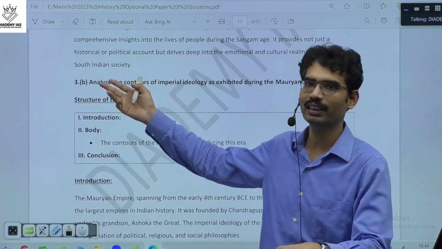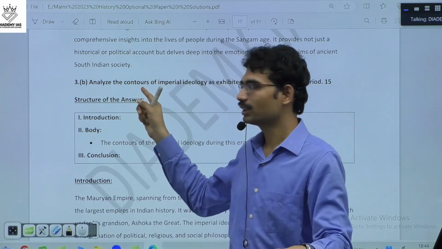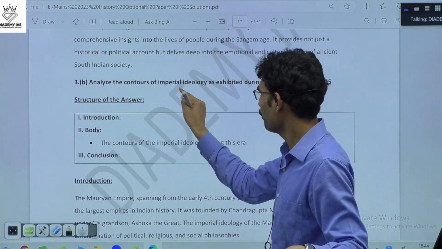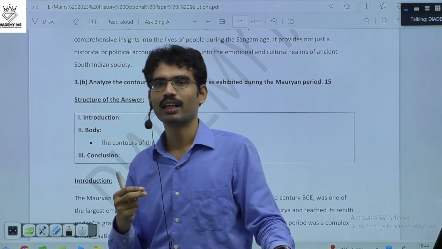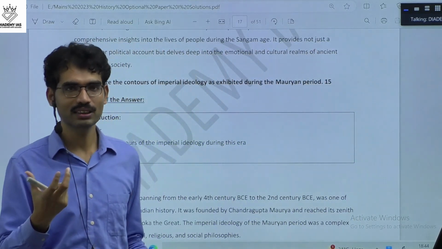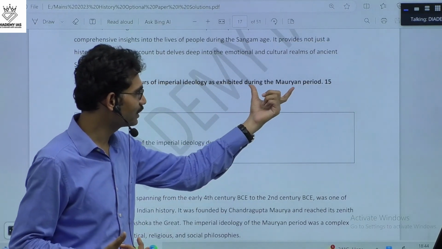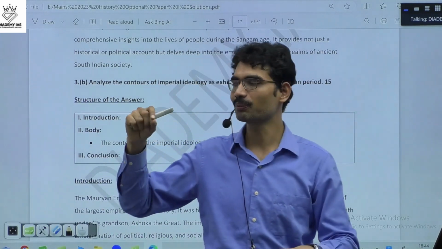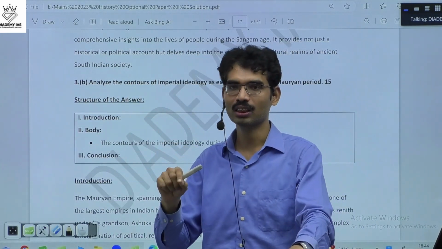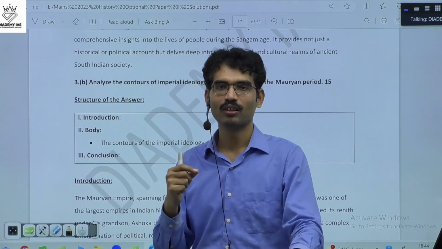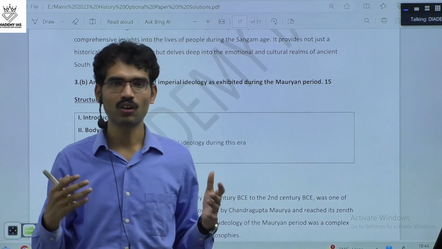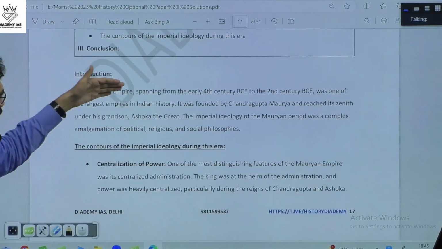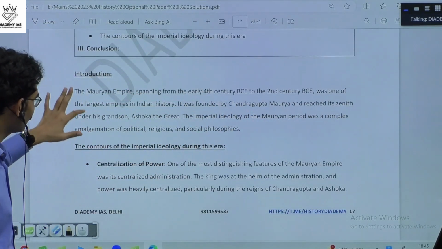So this is also indirectly a very easy question, but the terminology appears very big. It is asking about imperial ideology. Indirectly, the nature of the state. What kind of principles did the Mauryan period follow? In simple terms, if you convert that particular phrase into simple meaning, what kind of policy the Mauryans followed in their administration.